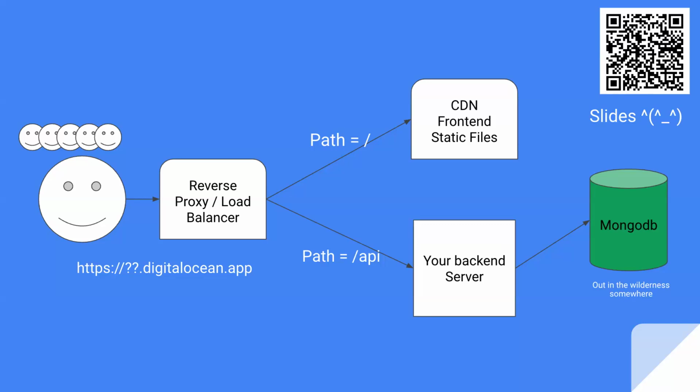Basically, when your users access your application, they're going to hit something called a reverse proxy or load balancer. That is something that DigitalOcean does for you. It's invisible. Basically, it routes requests from your user to either your content delivery network, which is your front end, or your backend server, which is for a different path, /API. And then out in the wilderness somewhere, there will be a MongoDB, and that'll be MongoDB Atlas. Your backend server.